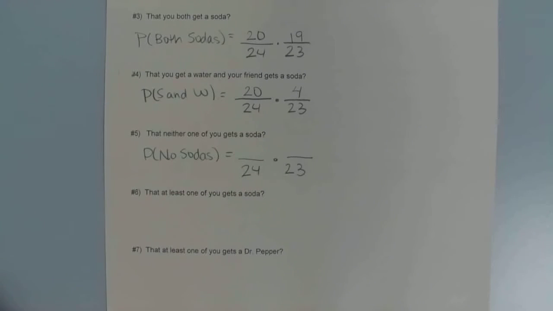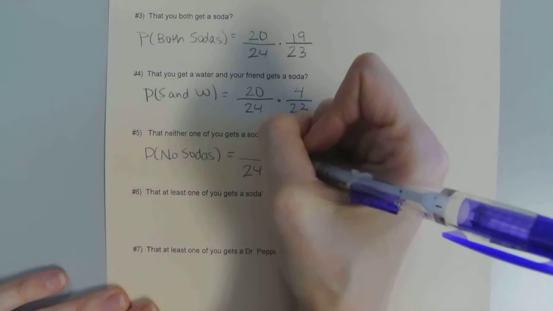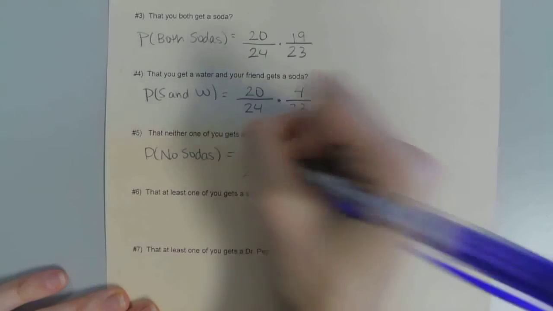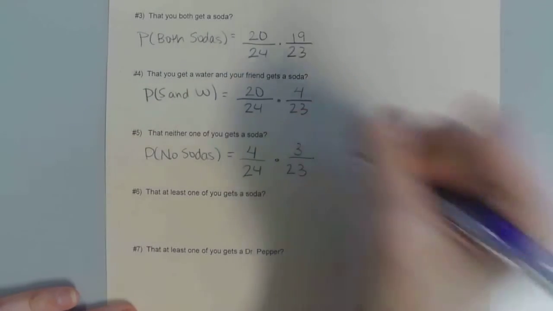Okay, well, we kind of just talked about this, guys. Of all the 24 bottles, 20 of them were sodas, so how many aren't sodas? 4. So, aka no sodas means we're both getting waters, right? So how many non-sodas? There's 4, but then I don't want a soda either, so how many does that leave? 3.